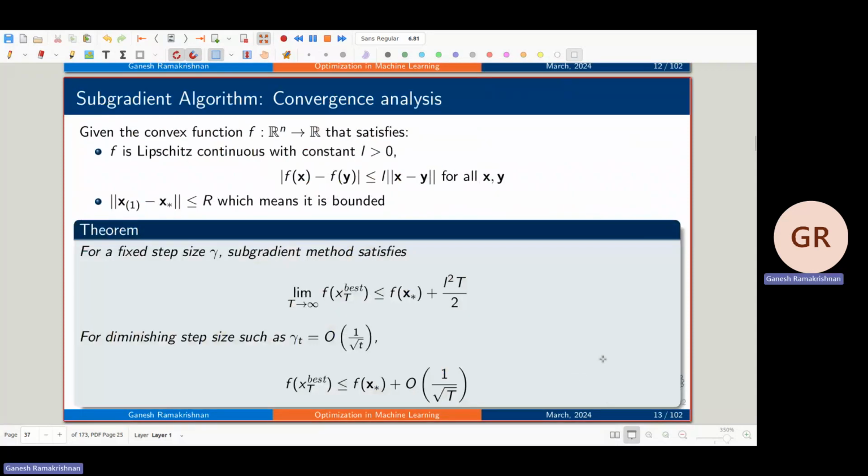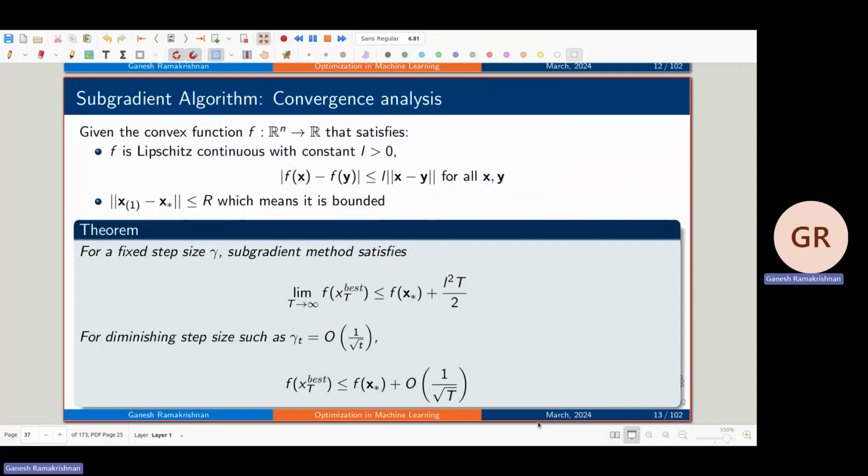Okay, so it turns out that if f is Lipschitz continuous, which should be possible at least for a function that is not differentiable everywhere, and if you ensure that there is some bounded initial condition, then f of x best is within order of 1 upon square root t. Looks very bad, I understand.